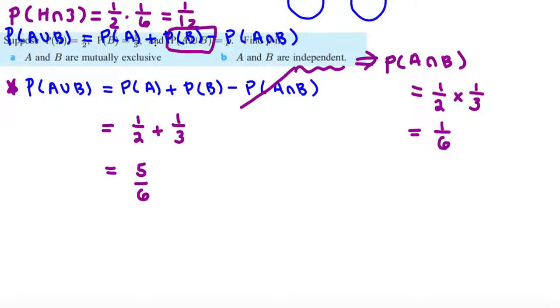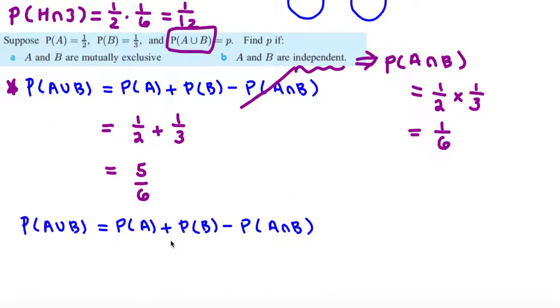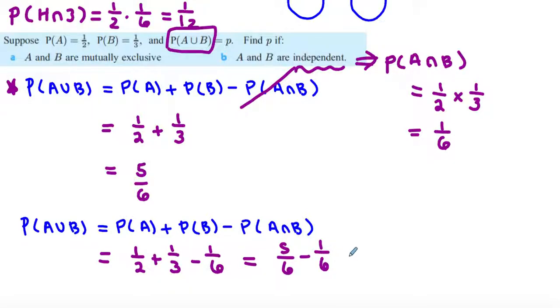We have probability of A or B is equal to probability of A plus probability of B, again, minus what's in common. This time, what's in common, based on the definition of independent, is 1 out of 6. Therefore, you have probability of A is half plus 1/3 minus 1 out of 6, is equal to, this we already know is 5 out of 6 minus 1 out of 6, which is equal to 4 out of 6, which we can reduce to 2 out of 3.